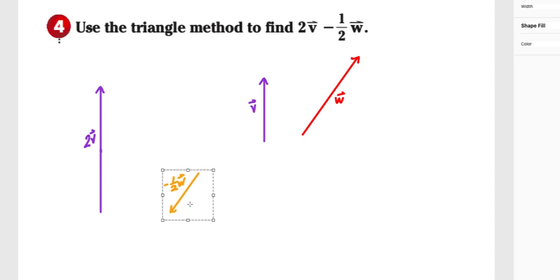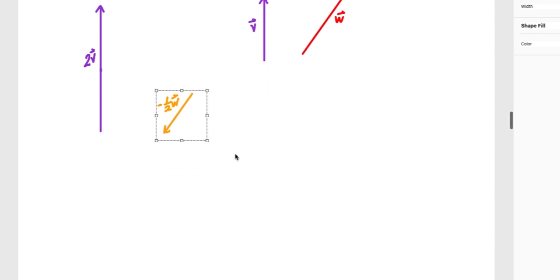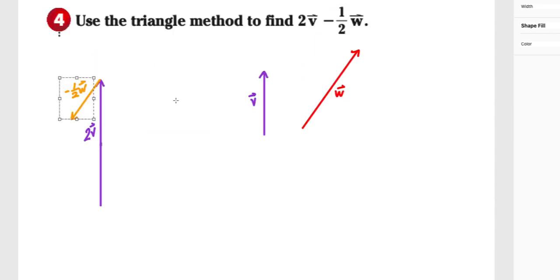So these are the two vectors that we're dealing with, and we're going to do the triangle method with these two. So triangle method requires us to go end to tip, and so we'll take this, we're going to go end to tip, and then our magnitude and direction can be seen in this resultant vector. So this is going to be 2 times vector v minus 1/2 vector w.